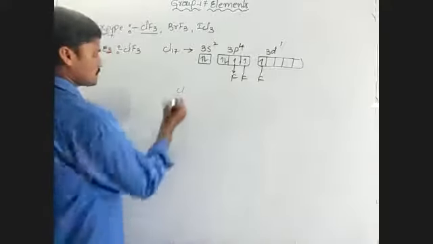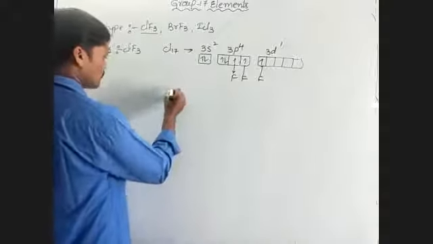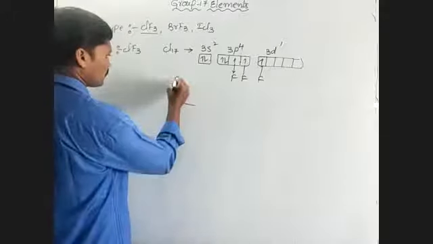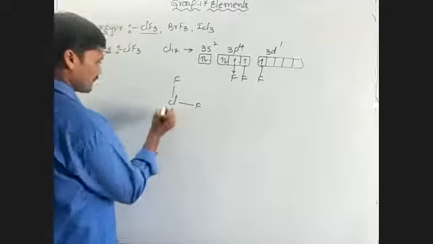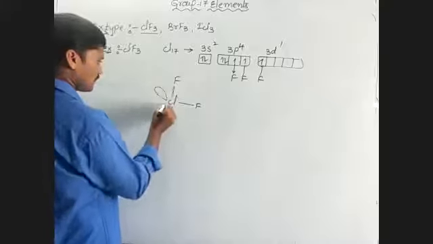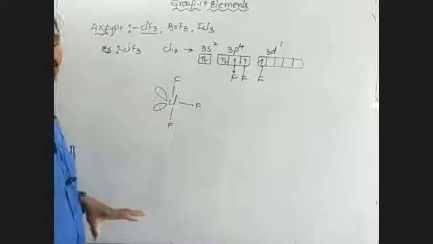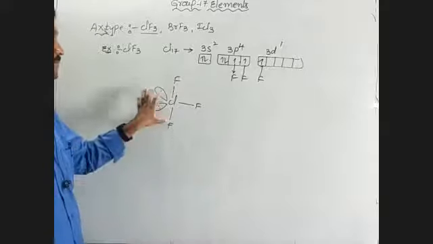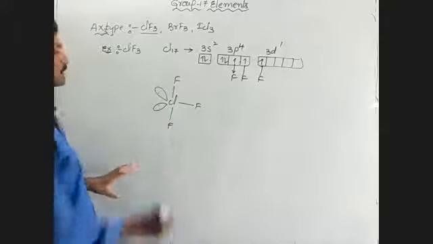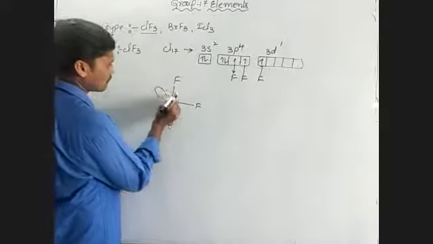This is chlorine. These are the 3 fluorine atoms. This is one lone pair, and this is another lone pair. It looks like this. The geometry of ClF3 is trigonal bipyramidal.